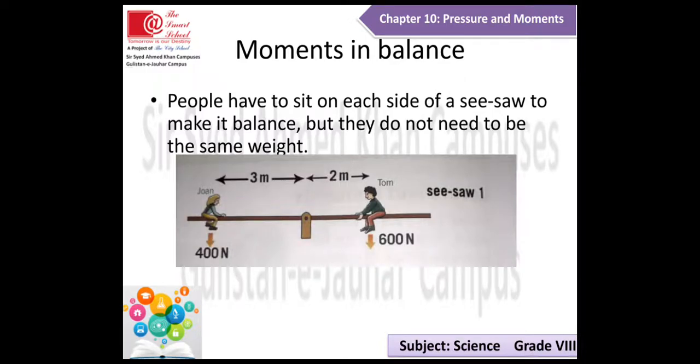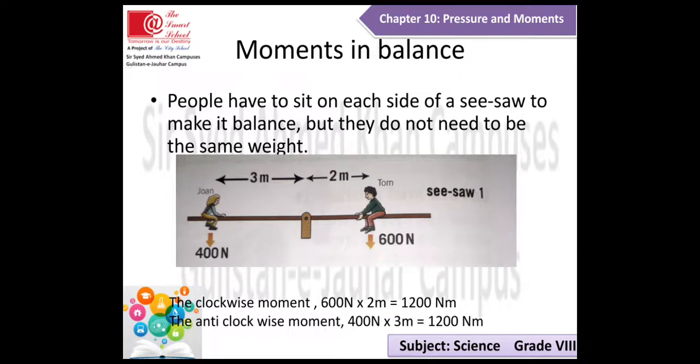Look at this picture of seesaw 1. The clockwise moment, 600 Newton times 2 meter, is equal to 1200 Newton meter, and the anti-clockwise moment, 400 Newton times 3 meter, is equal to 1200 Newton meter. The clockwise moment is the same as the anti-clockwise moment. It means seesaw 1 is balanced.